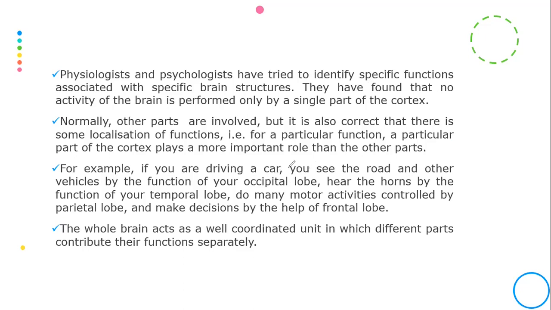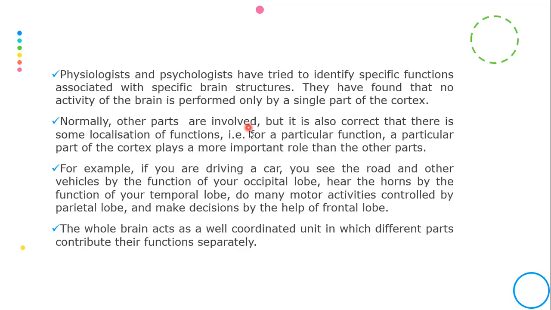So all the lobes are interdependent, but each has a role to play. The whole brain acts as a well coordinated unit in which different parts contribute their functions separately. Even though we separate them and assign functions, everything should coordinate. That is why it is the magical Pandora's box which we have been calling it since the first unit. We still have a long way to go, but we have the basic understanding, and with that understanding we are able to decode how a human being behaves.